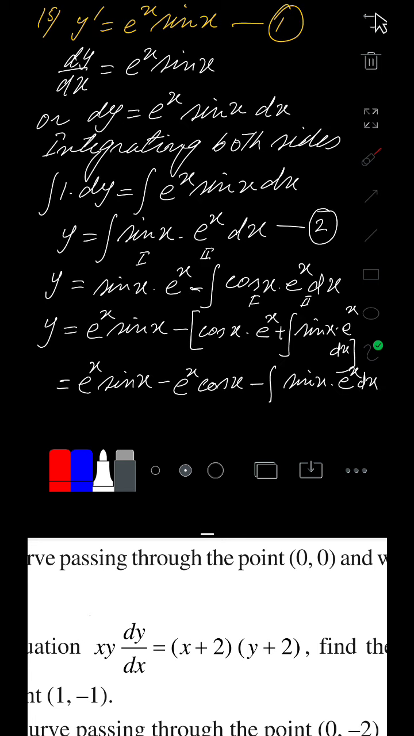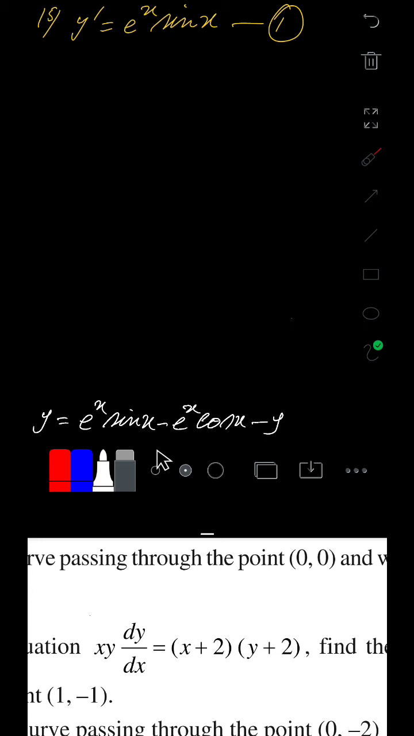Now as you see, integral sin x e raised to the power x dx is equal to y from equation number 2. So we may replace this expression by y. So we have y is equal to e raised to the power x sin x minus e raised to the power x cos x minus y. Now proceeding from this step, this minus y should be transposed to the left hand side, so it becomes positive y.